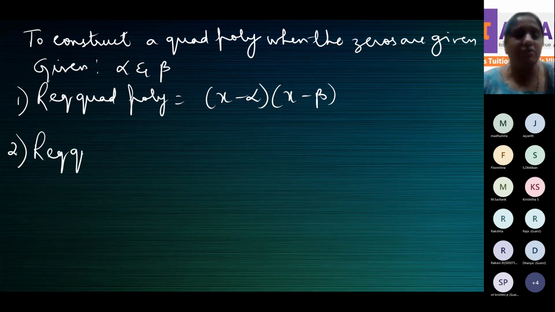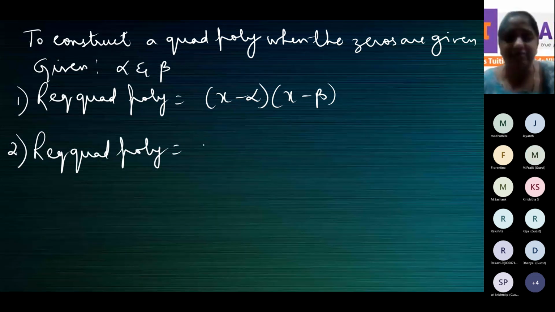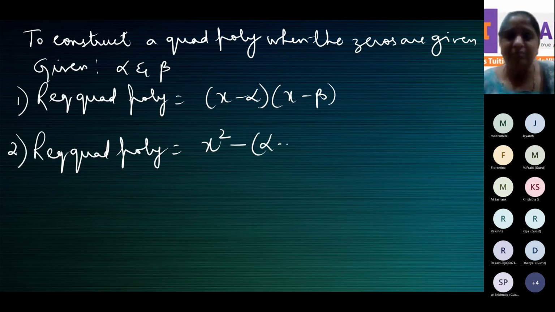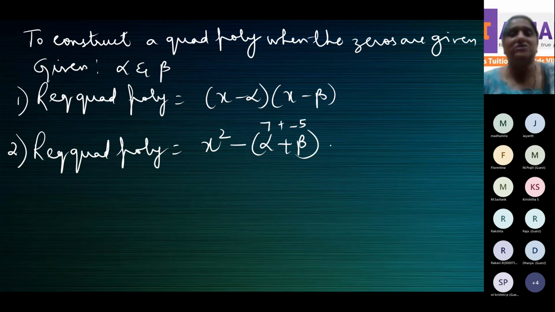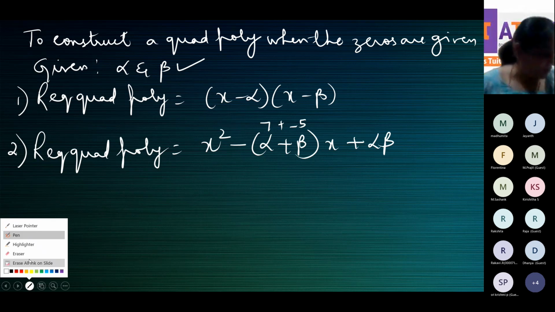The required quadratic polynomial is equal to x squared minus (alpha plus beta) x. You know the values of alpha and beta. That's what is given to you. So just substitute those values here. x squared minus (alpha plus beta) x plus alpha beta is the required quadratic polynomial.